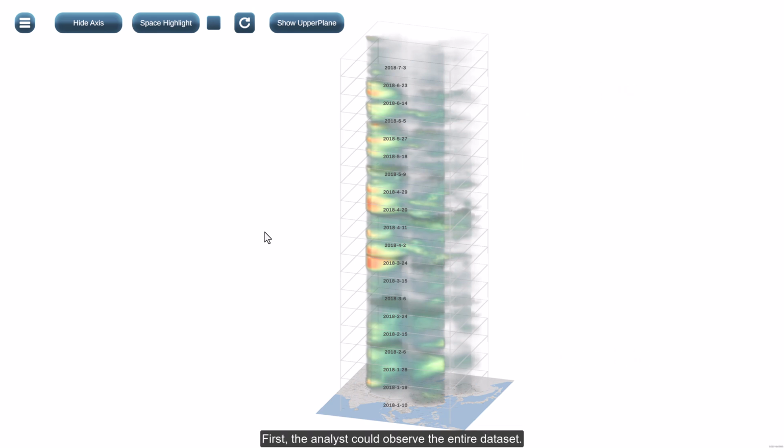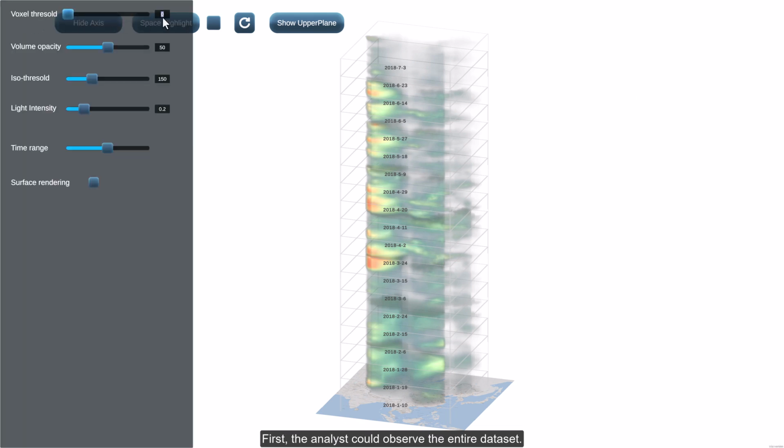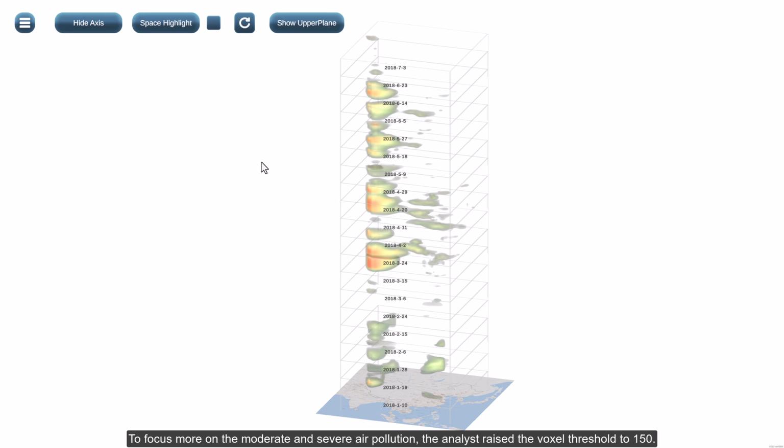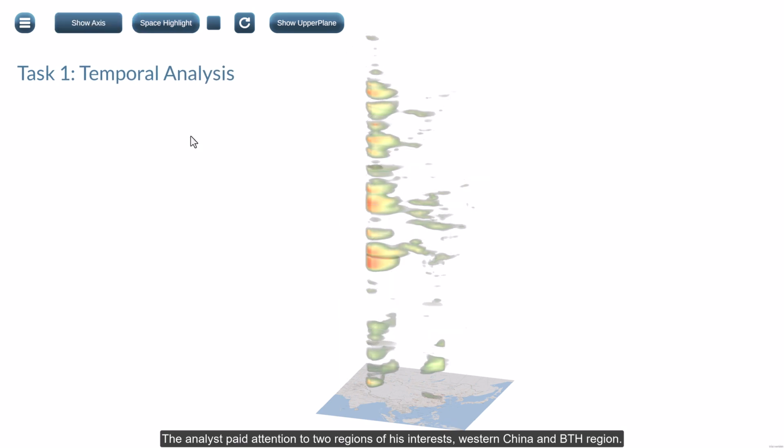First, the analyst could observe the entire dataset. To focus more on the moderate and severe air pollution, the analyst raised the voxel threshold to 150. The analyst paid attention to two regions of his interests, Western China and BTH region. In Western China, he observed frequent severe pollution.